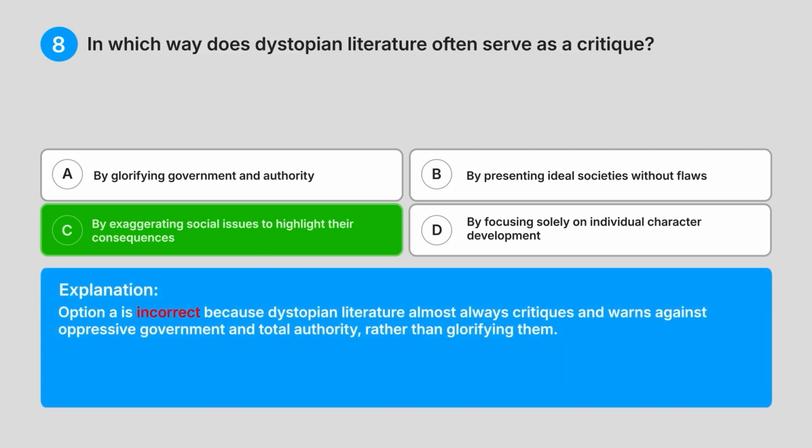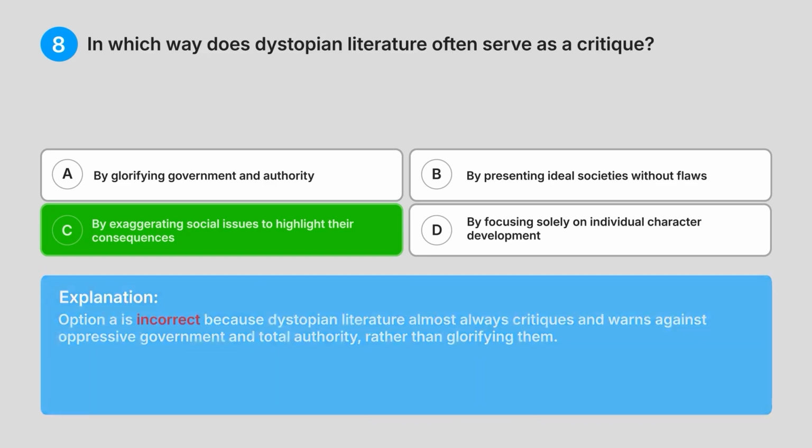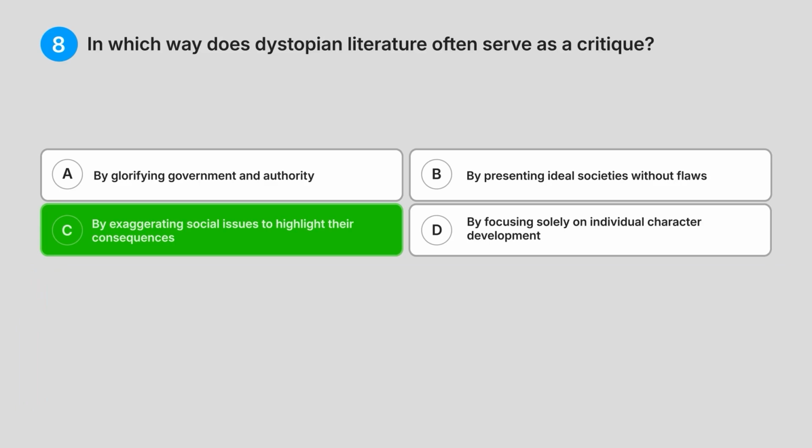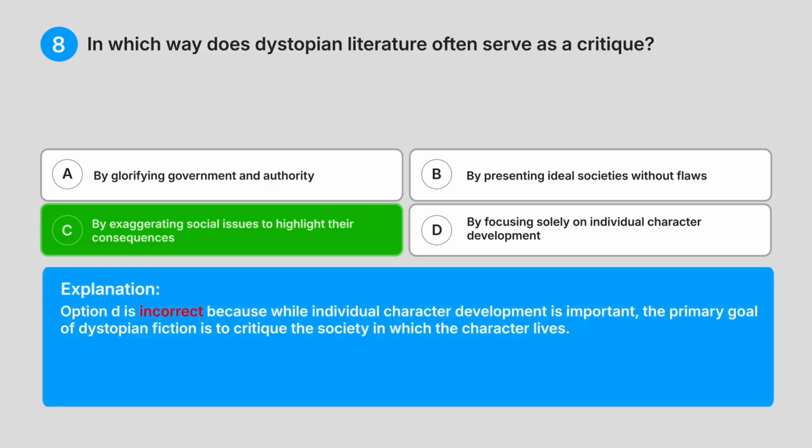Option A is incorrect because dystopian literature almost always critiques and warns against oppressive government and total authority rather than glorifying them. Option B is incorrect because this describes utopian literature. Dystopian works present deeply flawed, oppressive societies. Option D is incorrect because while individual character development is important, the primary goal of dystopian fiction is to critique the society in which the character lives.